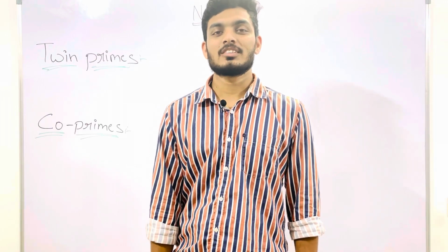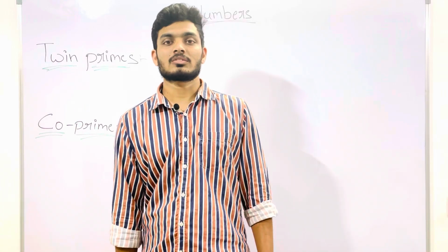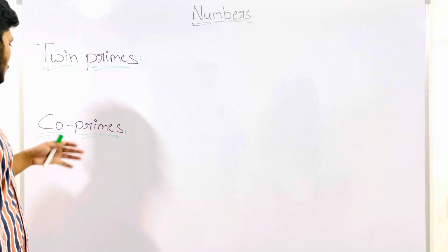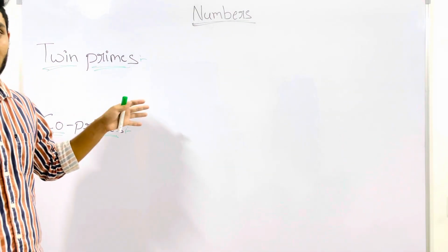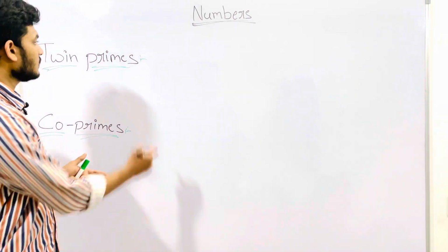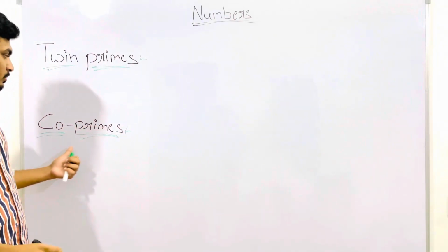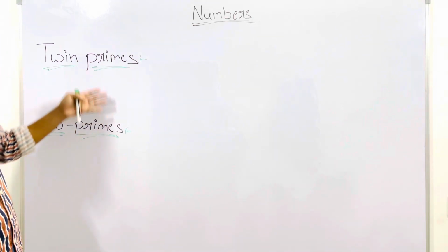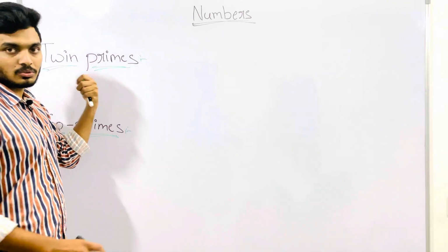Hello everyone. In this lecture we are going to cover twin primes as well as co-primes. These two names have the word prime in them, but it doesn't mean they are related to prime numbers. Twin primes are related only to prime numbers, whereas co-primes are related to all numbers. So don't get confused by the word prime.